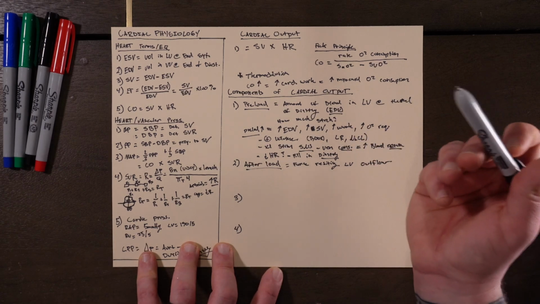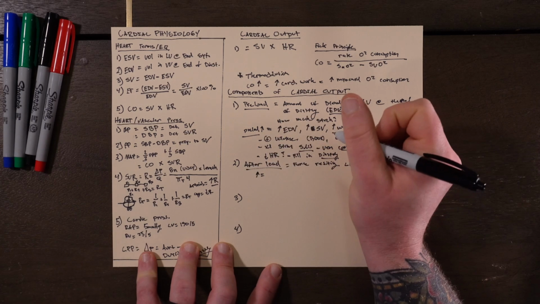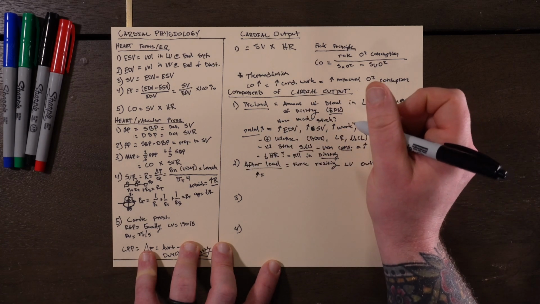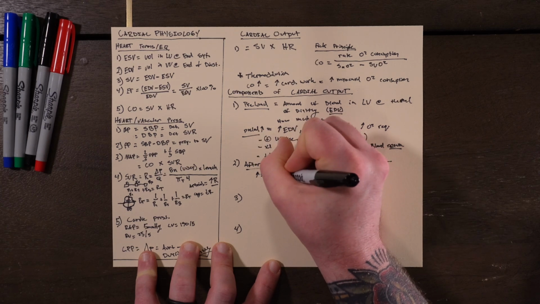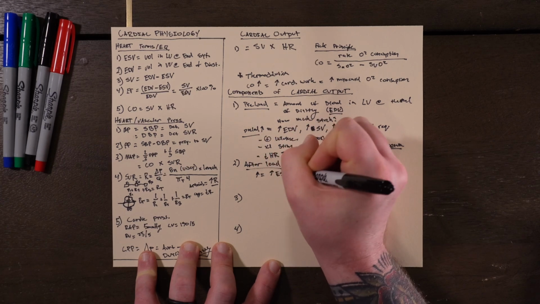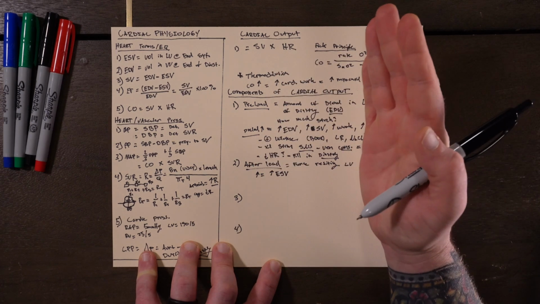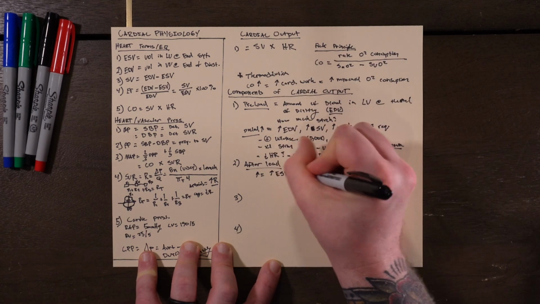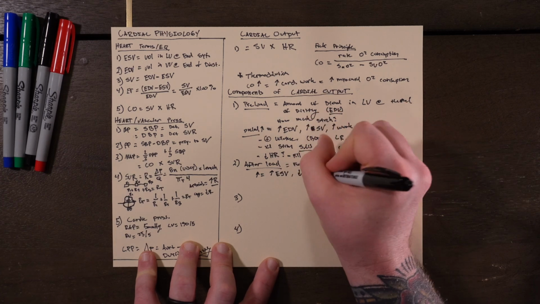So what happens if I increase afterload, right? If I increase afterload, I'm going to increase my end systolic volume, right? Because I'm not going to be able to pump as much out across that pressure. I'm going to decrease my stroke volume, right?